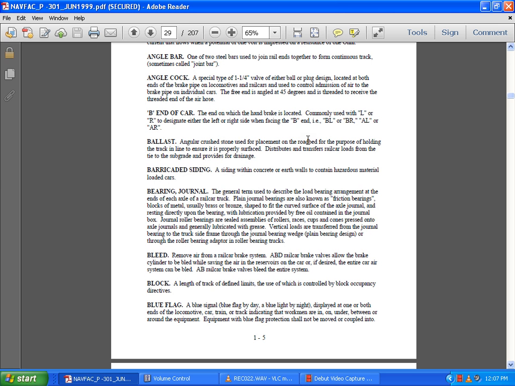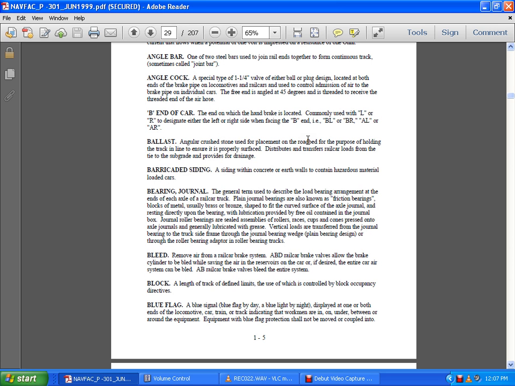Bleed is the removal of air from the railway car brake system ABD. The railway brake valves allow all brake cylinders to bleed while saving air in the air reservoir on the car, or if desired, the entire car or the system can be bled. AB car, rail car brake valves bled in the entire system.